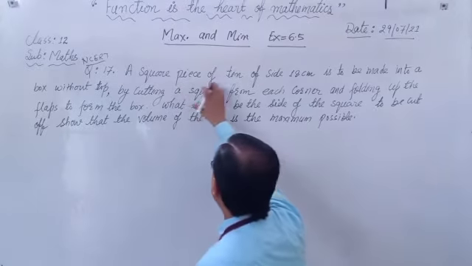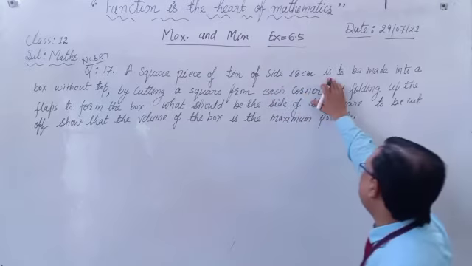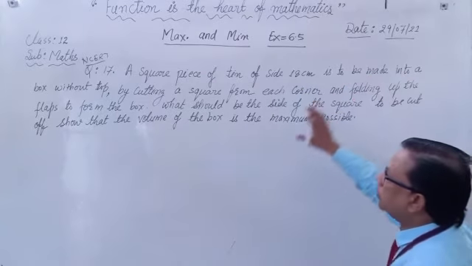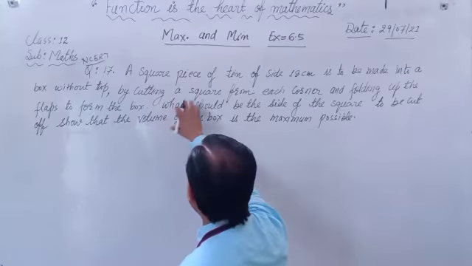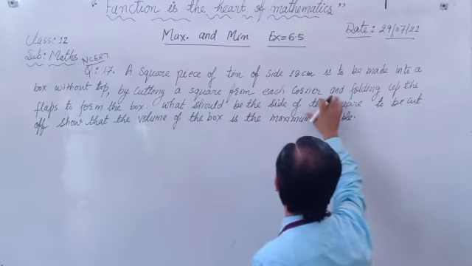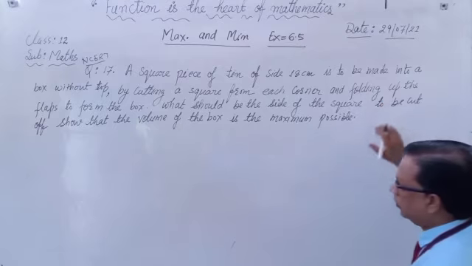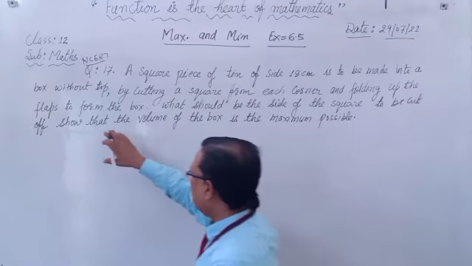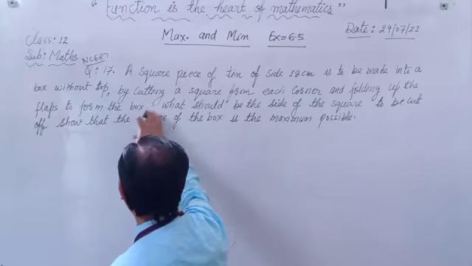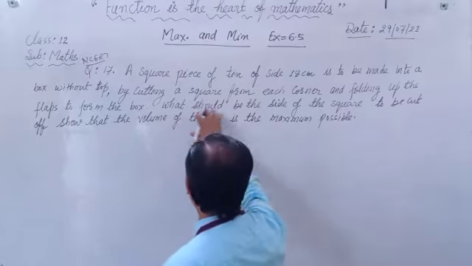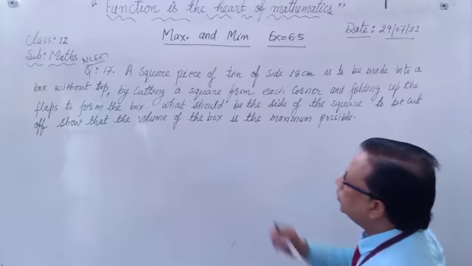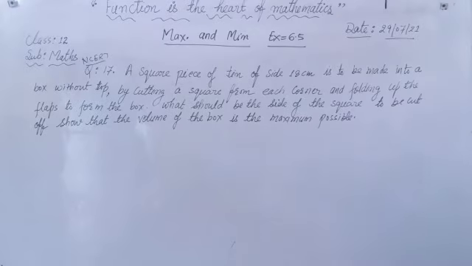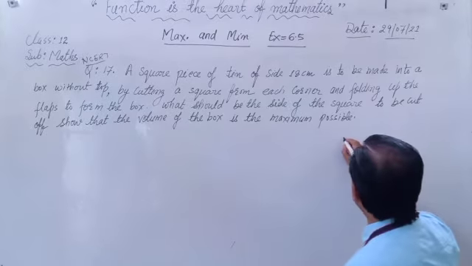A square piece of tin of side 18 centimeter is to be made into a box without top by cutting a square from each corner and folding up the flaps to form the box. What should be the side of the square to be cut off so that the volume of the box is maximum? So we have a square piece of tin.